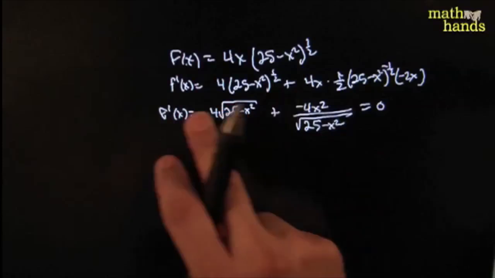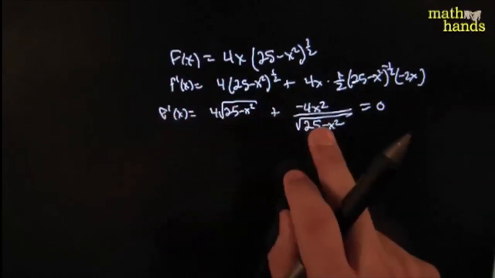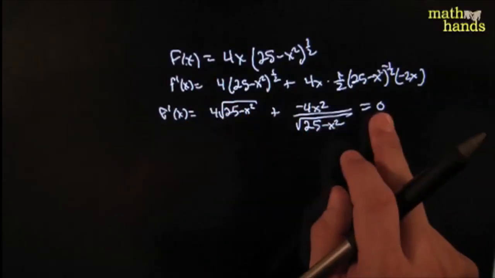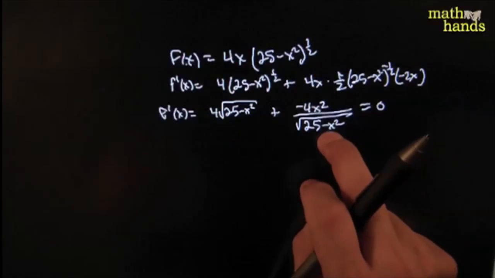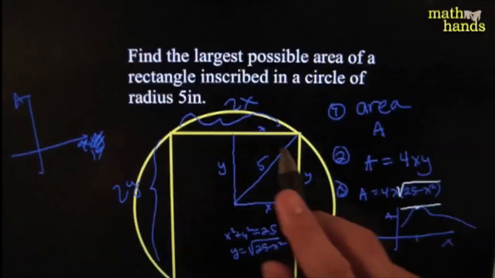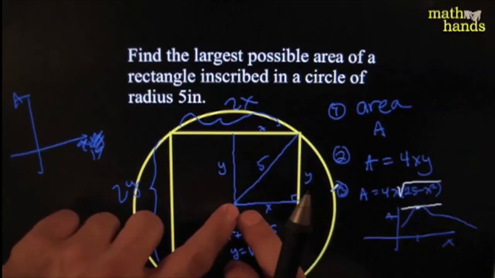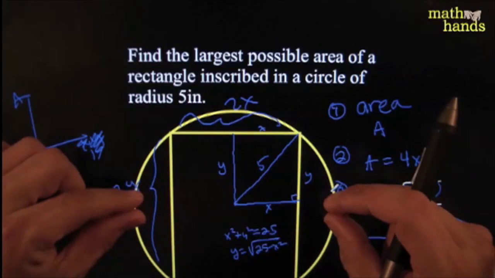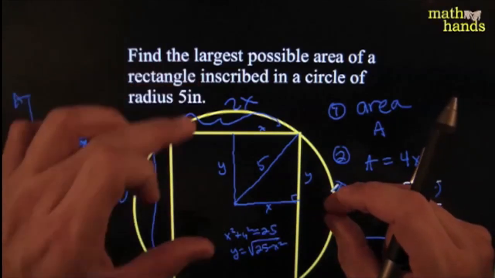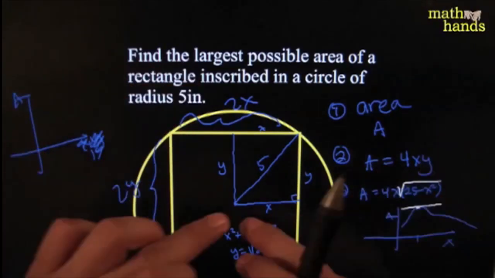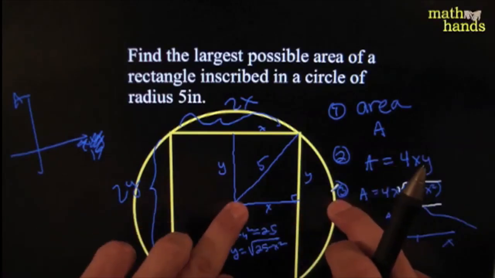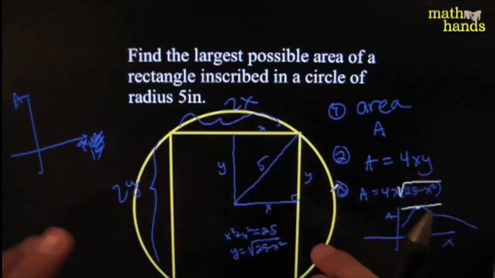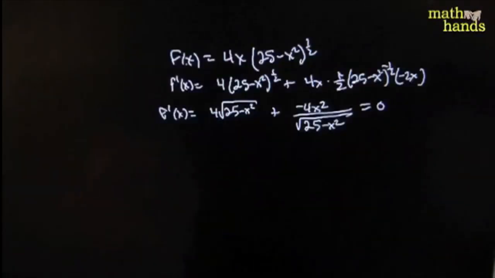Okay, find places where the derivative does not exist, or where it's equal to 0. It doesn't exist if x is equal to 5, but that's not that meaningful, because if x is equal to 5, x would have to go all the way over here. That would give me actually the minimum area of a rectangle. In fact, it wouldn't be much of a rectangle if x stretched all the way to 5, to the radius of the circle. So that won't be as interesting.